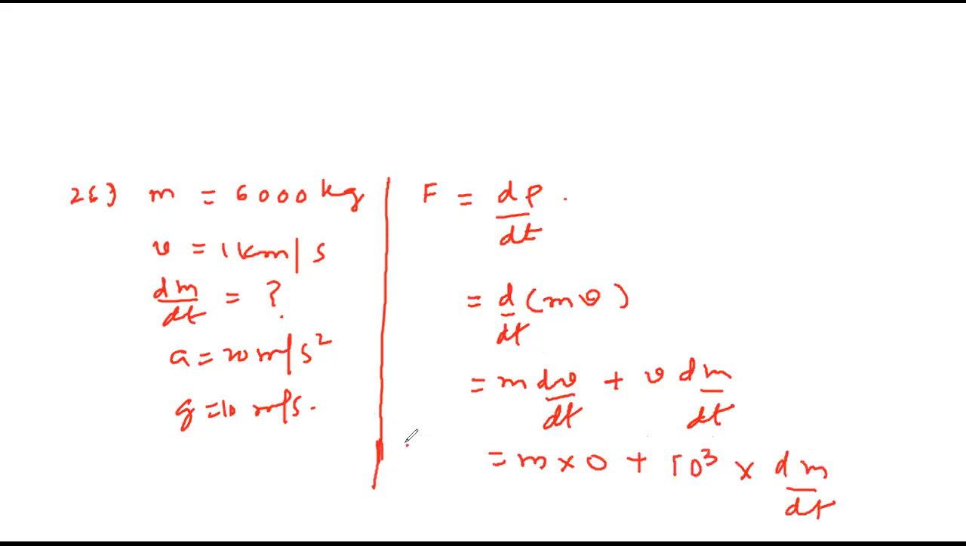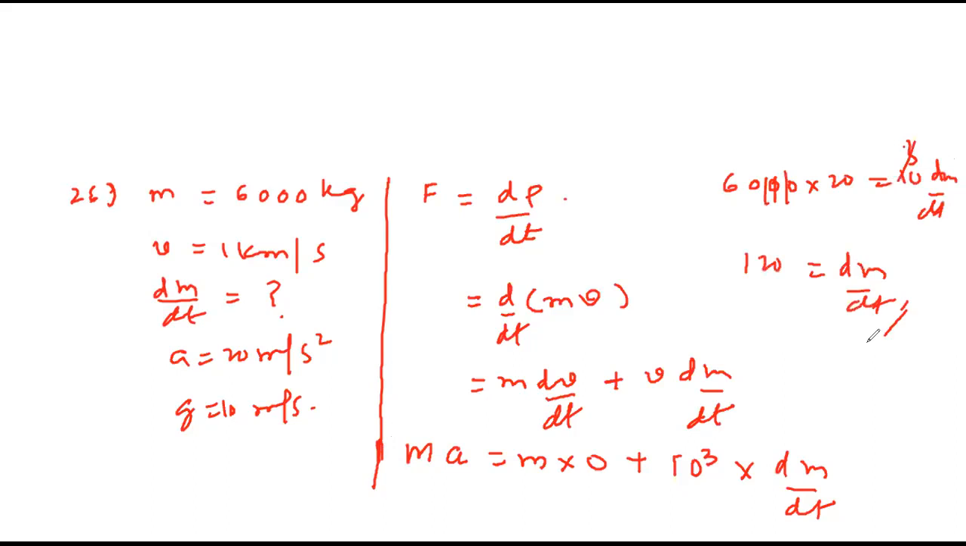and this is producing mass into acceleration in the rocket, which is 6000 kg. So it will be 6000 kg into 20 equals 10 raised to 3 dm by dt. I can cancel with 10 raised to 3. So it will be 120 equals the rate of ejection of gas, 120. That is option D, but the answer given is 180.